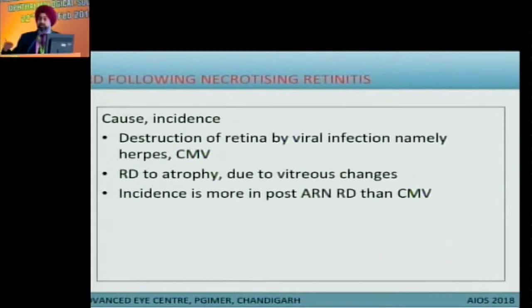And it can happen due to the vitreous changes also. And these vitreous changes are normally seen in the immunocompetent patient. It will be seen more in ARN patients. So in ARN patients, you have inflammation. Inflammation leads to vitreous debris and PVD happening.